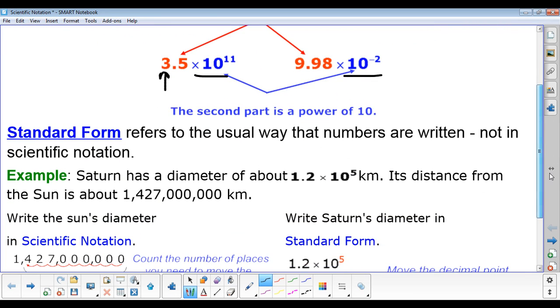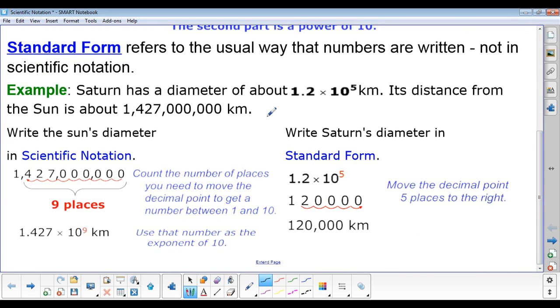Standard form, because you're going to hear me using that term, is the way a number is typically written. So in this example, we see that Saturn has a diameter of about 1.2 times 10 to the 5th kilometers. This is in scientific notation. So I'm going to put SN for scientific notation. Its distance from the sun is about 1,427,000,000,000 kilometers. And this is written in standard form. So I'm going to put SF for standard form.